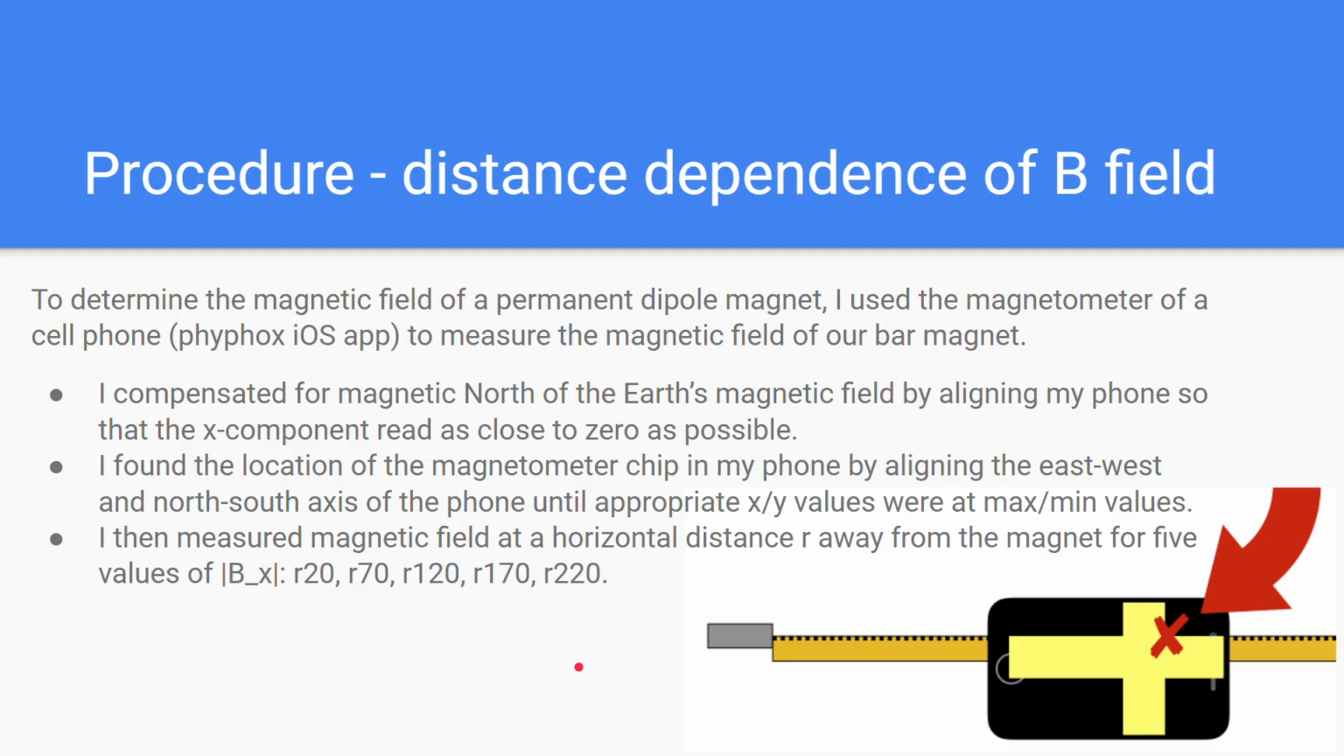I then measured the magnetic field at horizontal distances r away from the magnet for 5 values of the magnitude of the X component of the magnetic field, where the X component was 20, 70, 120, 170, and 220 microteslas.